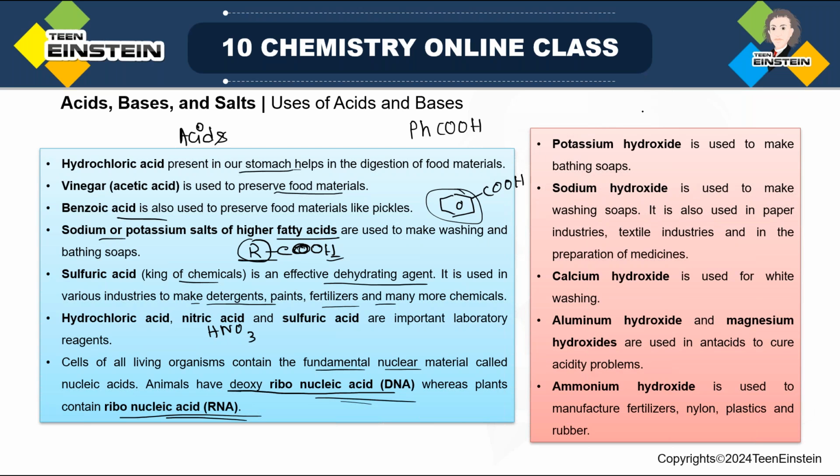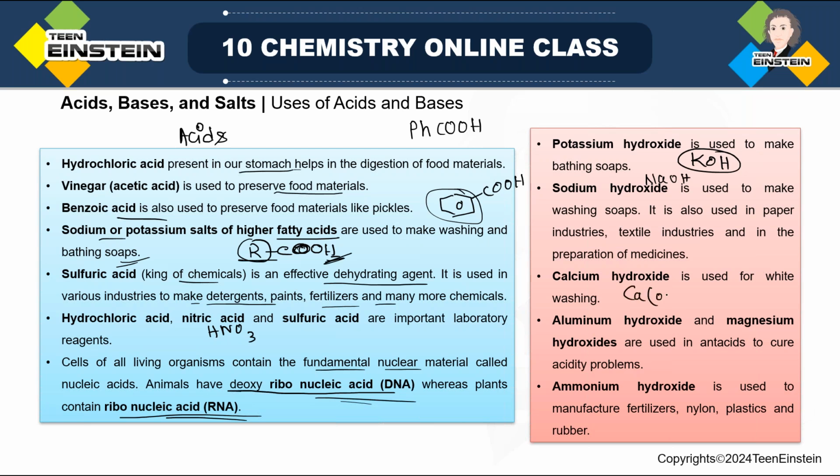Next, uses for bases. Potassium hydroxide is used to make bathing soap, because, as we just talked about, when you make the sodium or potassium salt of higher fatty acid, KOH is used. When this acid is mixed with KOH, it is an acid base reaction, and a salt is formed, which is the potassium salt of higher fatty acid. That means KOH is also required to make this salt, so that is also an application. Then sodium hydroxide, NaOH, is used to make washing soaps, and in the paper industry, textile industry, and in preparation of medicines.